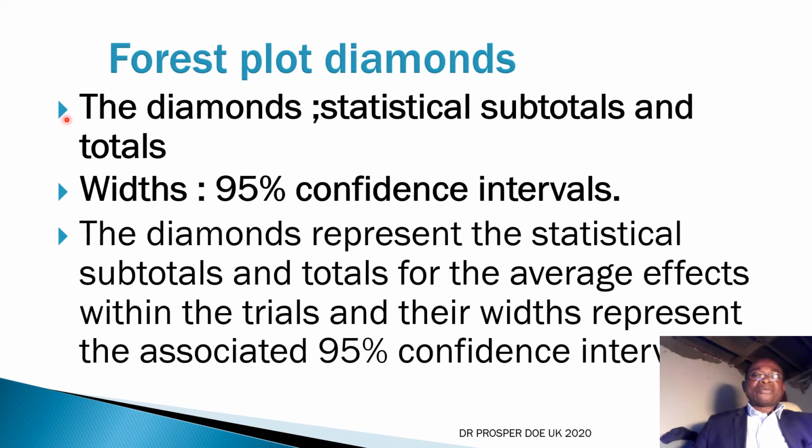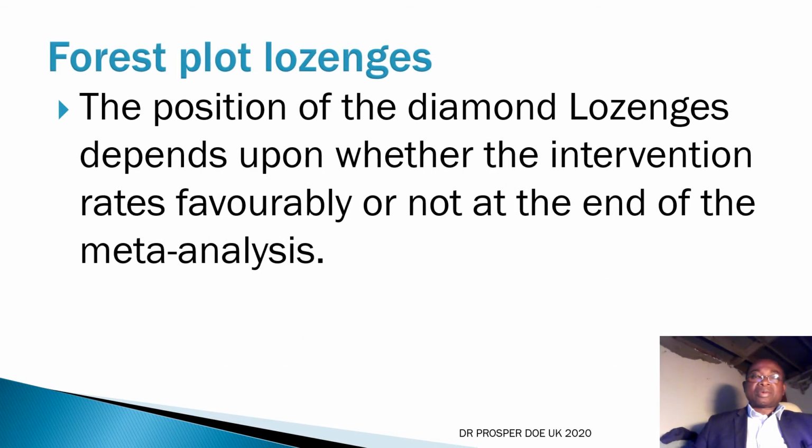The diamonds in the forest plots are statistical subtotals and totals. The widths of the diamond are the 95% confidence interval, and the diamonds represent the statistical subtotal or totals. The position of the diamond lozenges depends upon whether the intervention rates favorably or not at the end of the meta-analysis.